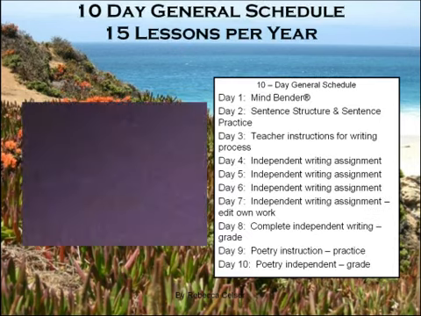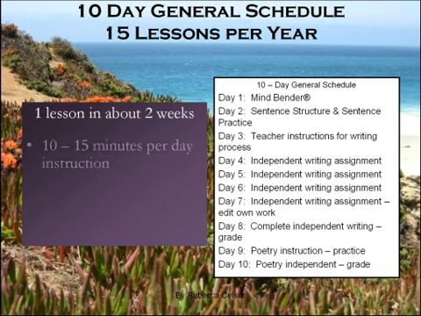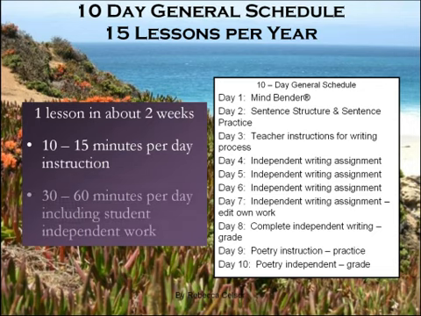The 10-day general schedule is for 15 lessons per year. It corresponds with the 8 to 10-day daily schedules. One lesson takes about 2 weeks. Allow about 10 to 15 minutes per day teaching instruction, with about 30 to 60 minutes per day including student-independent work. 60 minutes allows for younger and struggling students to have more time if they need it. The schedule is also useful for students who need to work shorter periods each day.